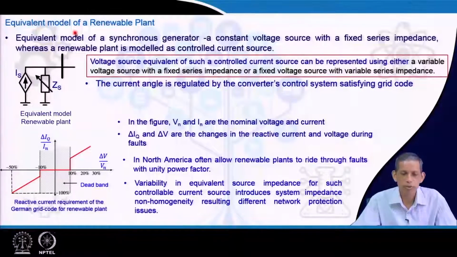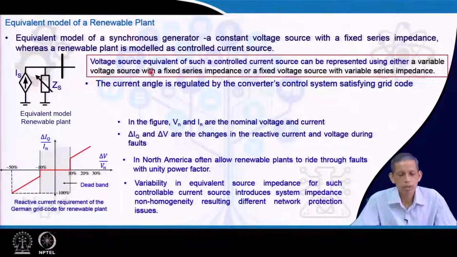Equivalent model of the renewable plant. We already know PV plant is being modeled as a current source. Now, in this case the corresponding synchronous generator is a constant voltage source with a fixed impedance, and so series impedance, whereas a renewable plant is modeled as a control current source as shown here.